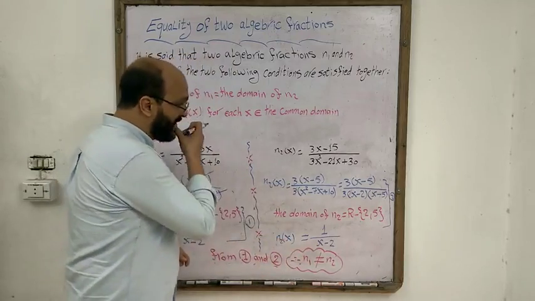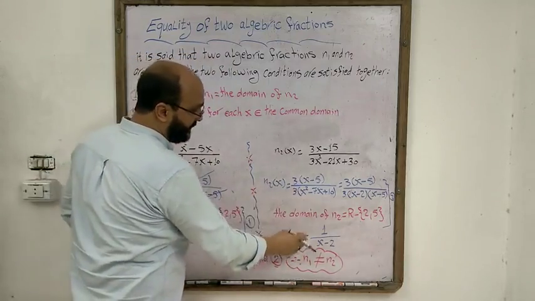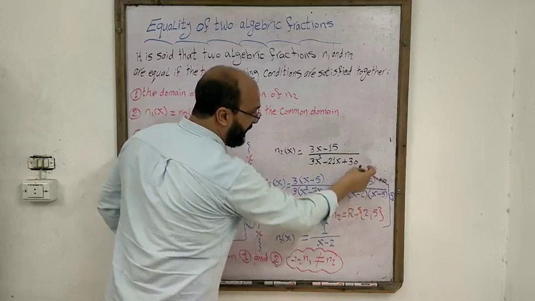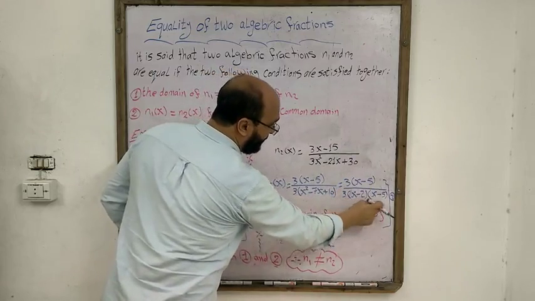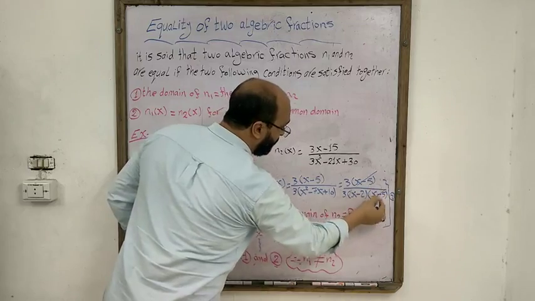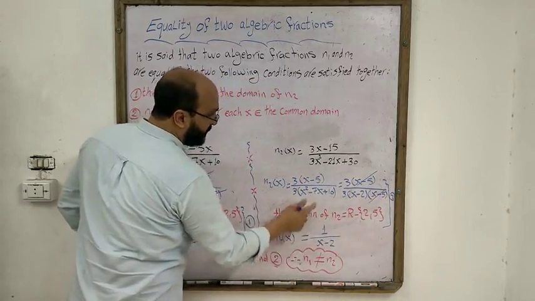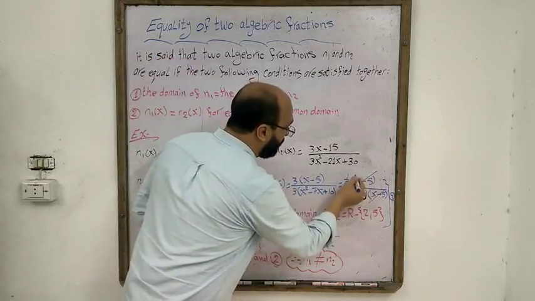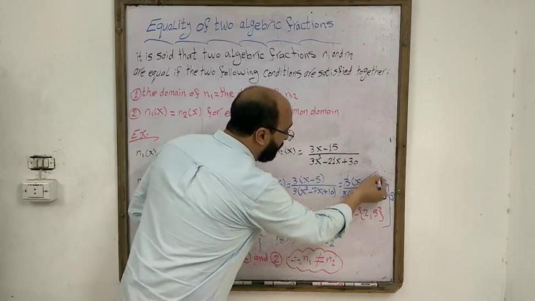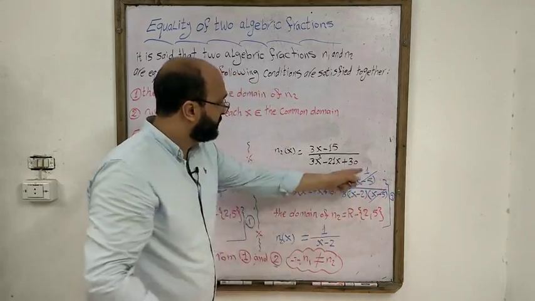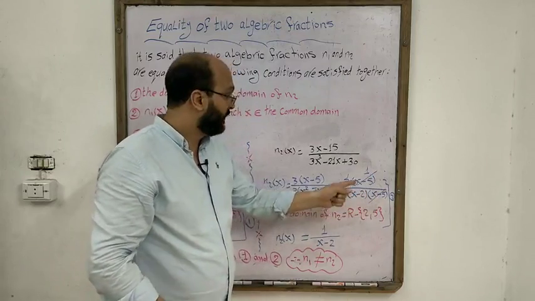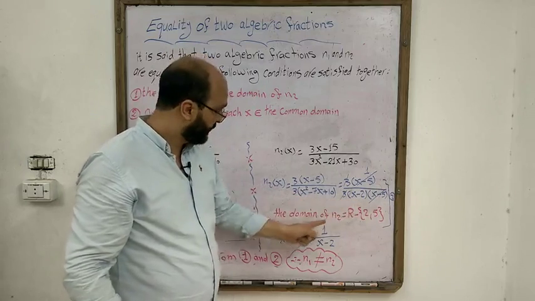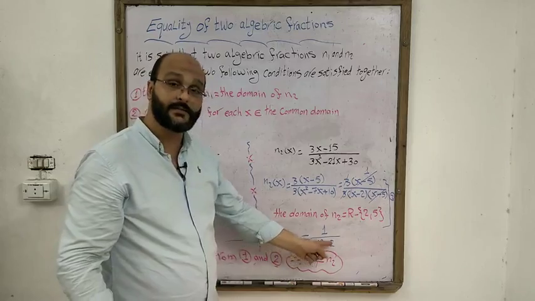Now let's find n2 of x. Simplify x minus 5 with x minus 5, and simplify 3 with 3. In the numerator, 3 divided by 3 equals 1, and x minus 5 divided by x minus 5 equals 1. Then the numerator will be 1 and the denominator will be x minus 2. So n2 of x equals 1 over x minus 2.